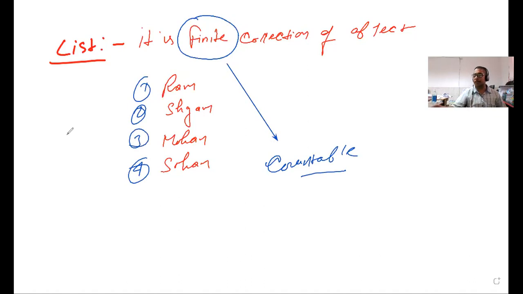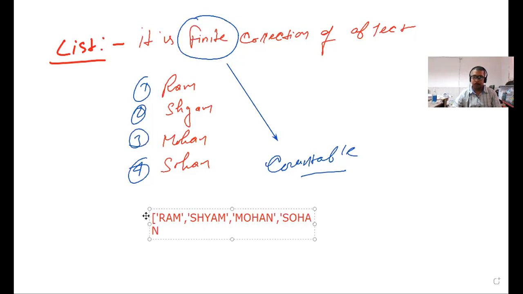Now you can see how the list is represented in Python. Suppose we are writing in Python, it will be Ram, comma, Shyam, comma, Mohan, comma, and so on. This is how we write the list in Python. Now this is the list.